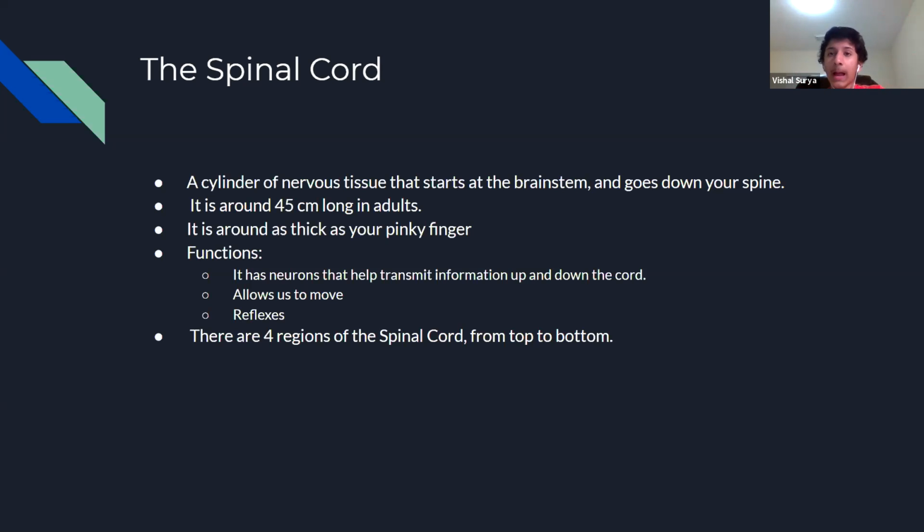The spinal cord has a lot of functions actually, but we'll go over a few main ones. The first function is that it has neurons that, as you may have inferred, can help transmit information up and down the cord. Transmitting information up and down the cord allows for information, let's say you hitting your leg, for example, to be carried up your spinal cord to your brain for you to actually see and actually feel that it's happening.